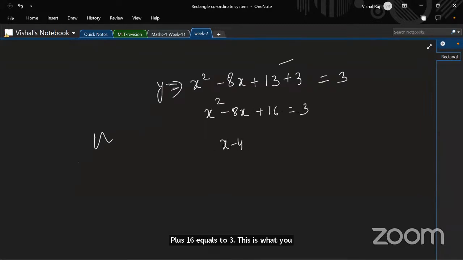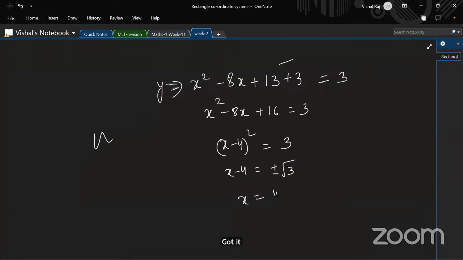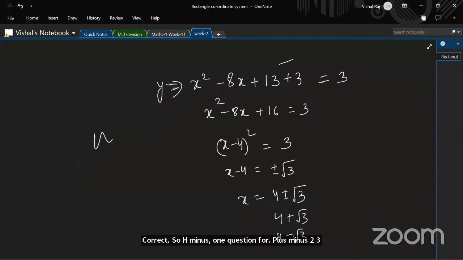Yeah, then, sir, x minus 4. So this becomes a perfect square of 4 and then equals 3. Correct? So x minus 4 equals what? Plus minus root 3. So x equals what? 4 plus minus root 3. So the roots are 4 plus root 3 and then 4 minus root 3. Done? Thank you, sir.